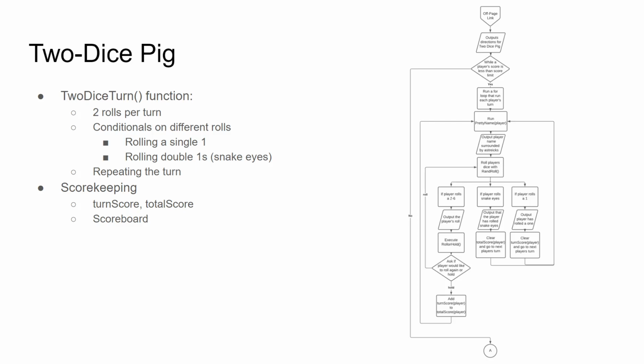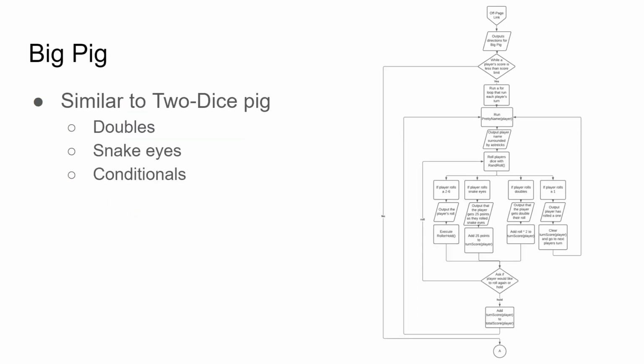turns. In Big Pig, the game is very similar to Two Dice Pig, except when a player rolls doubles, the roll is doubled. For example, double threes is scored as 12 points. And when a player rolls Snake Eyes, the turn score is increased by 25. Unique conditionals identify doubles as separate from double ones, and single ones separate from double ones.